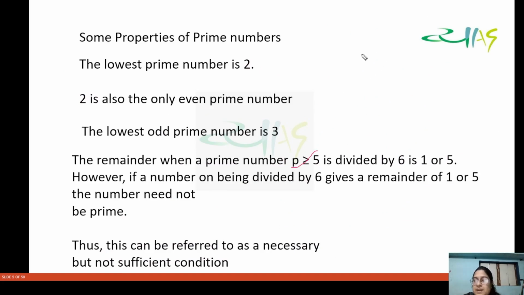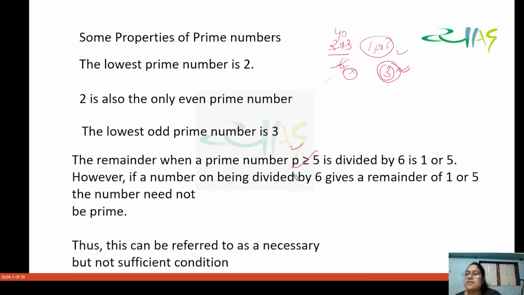So for example, if you are given any number, let's say 243. Now if the remainder is coming 1 or 5, then there is a possibility that it can be a prime number. So divide this by 6. You are getting 4 here, and the remainder you are going to get 3. So we definitely know that this is not a prime number.